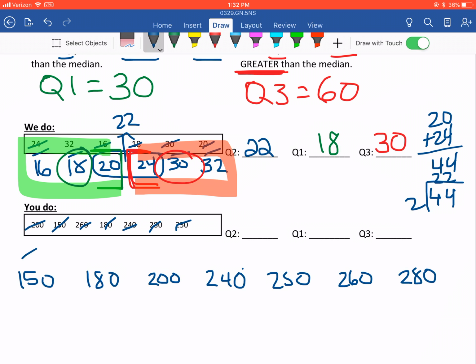All right, so the median, take one from here, take one from here, take one from here, one from here, one from here, one from here. Ooh, this one's an easy one. Q2 is 240 because that one's in the middle.